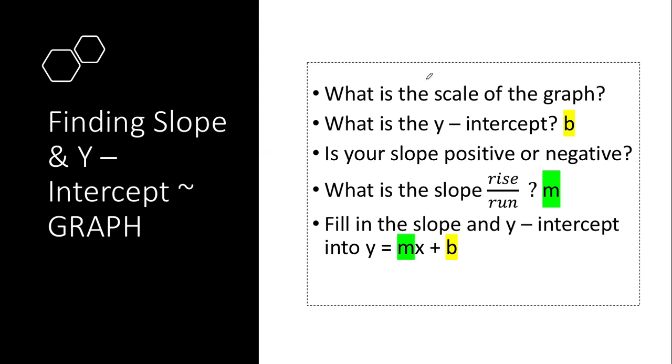All right. What is the scale of the graph? When you're looking at a graph, you always want to figure out, well, what is my x-axis going by? What's my y-axis going by? Remember, it's not always going by ones. It might be going by 2s, 3s, 5s, 50s, 100s. You have to pay attention to what each tick mark is worth on the graph.